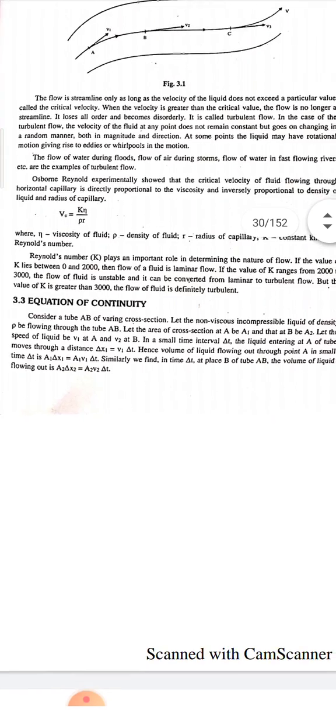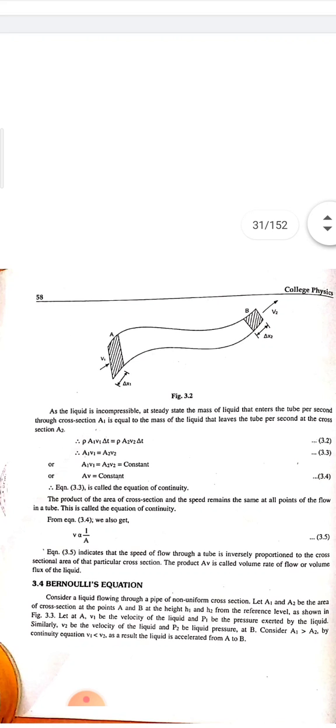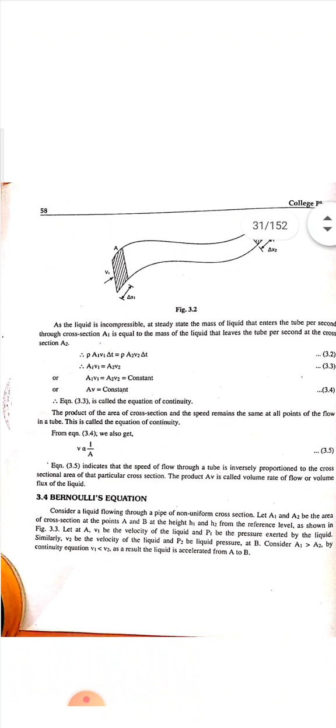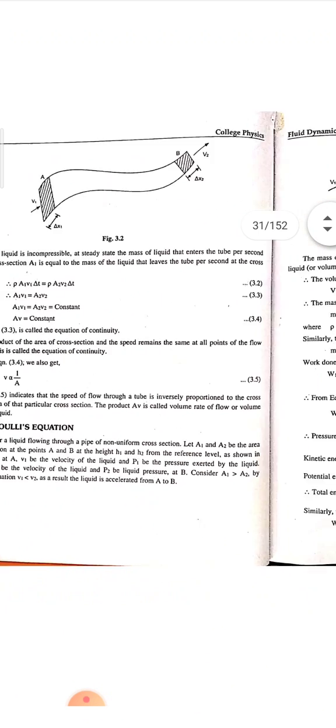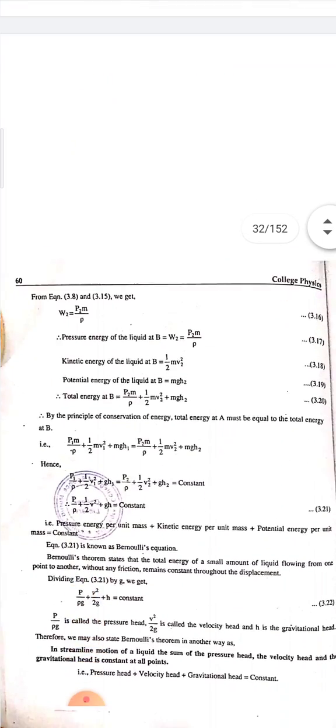Equation of continuity. The product of the area of cross section and the speed remains the same at all points of the flow in a tube, and this is called the equation of continuity. That is, A1V1 = A2V2 = constant. Bernoulli's equation, just highlighting the points required for the MCQs.